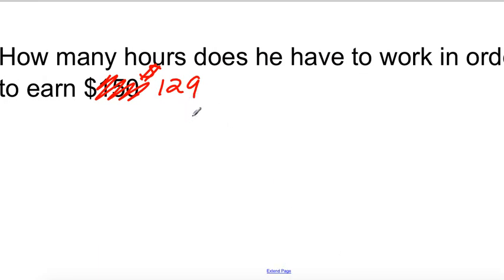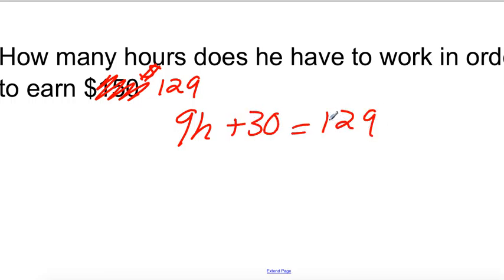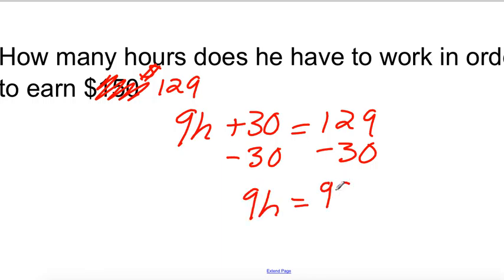So I'm going to rewrite my equation. 9h plus 30 equals 129. And from here, I'm going to solve for my missing variable h, just like I did all the other problems. I'll subtract by 30 on this side and this side. So I'm getting rid of my integers. I have 9h equals 99. If I divide both sides by 9, I'll see that LeVar will have to work 11 hours in order to raise $129.